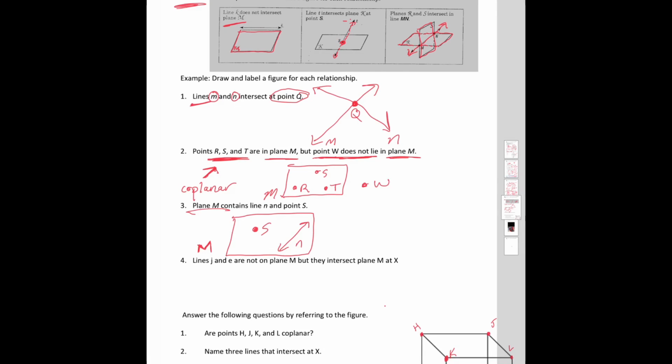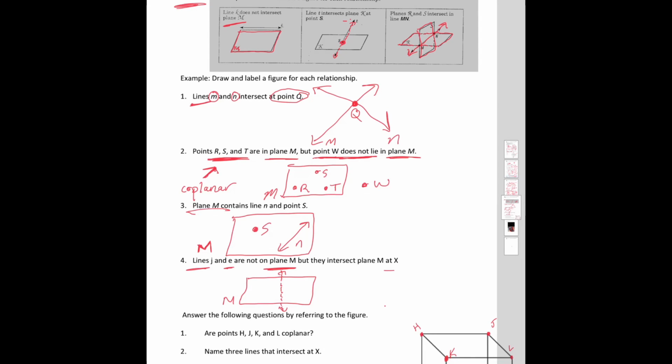And then our last one might be a little bit more difficult to see. We have lines J and E are not on plane M. So we have 2 lines we need to draw. But they intersect plane M at X. So first things first, we start out with our plane M here. So lines J and E are not on the plane. So if they're not on the plane, that means they have to be kind of a 3D line. They have to go up and down.